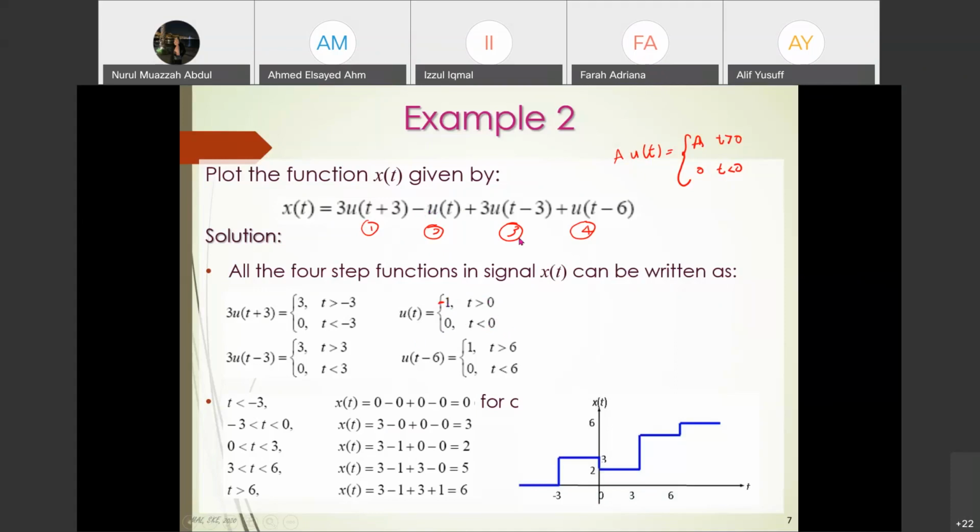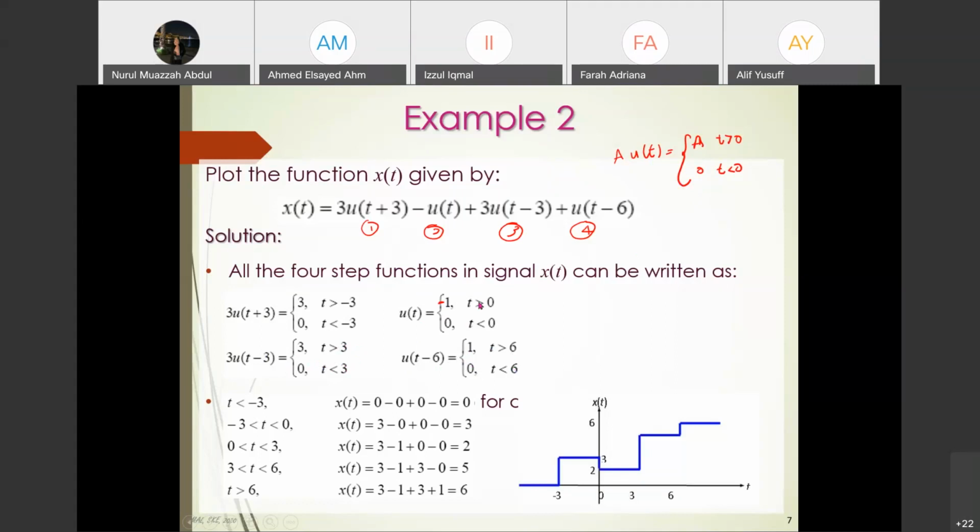For signal number 3, 3u t minus 3 is equal to 3 when t is bigger than 3, and equal to 0 when t is less than 3. Please let me know if you don't understand why at the time base here. It is very important. If you don't understand, refer back to the original signal and what happened when the signal u t is shifted by t naught. Finally, number 4, u t minus 6 is equal to 1 when t is bigger than 6, and equal to 0 when t is less than 6.